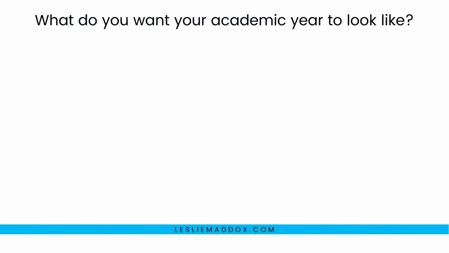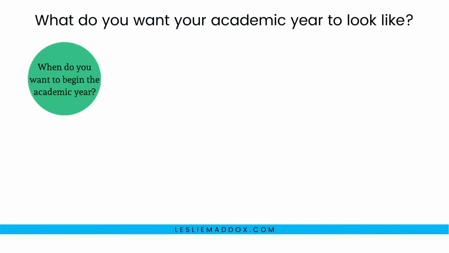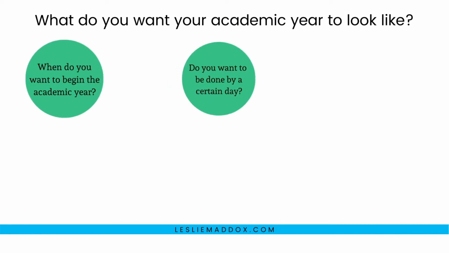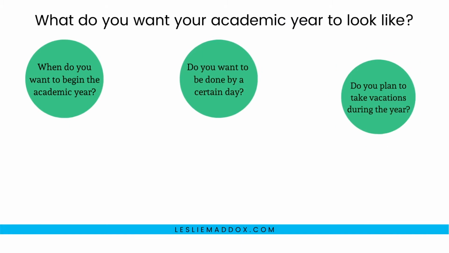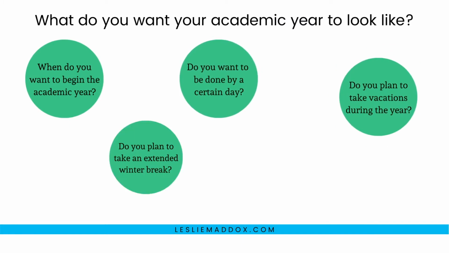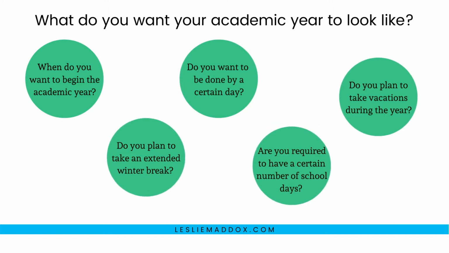Let's continue with the homeschool customization process by taking a big picture look at how you want your academic year to look. When do you want to begin the academic year? Do you want to be done by a certain day? Do you plan to take vacations or an extended winter break maybe? Do your local homeschool laws require a certain number of school days? We'll talk all about that in this video and more.